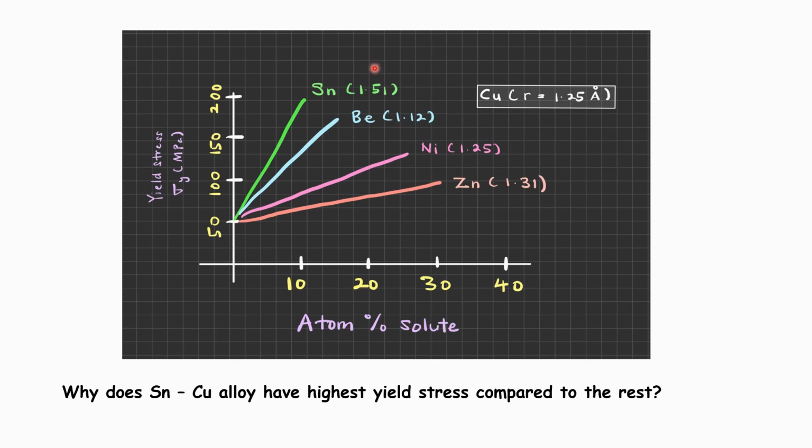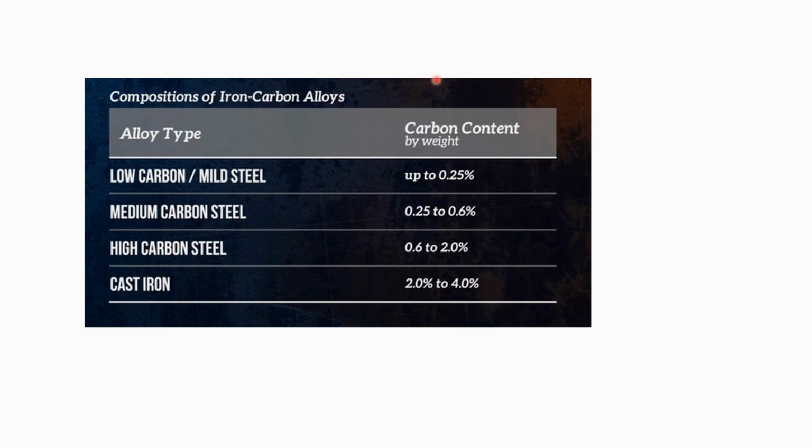So in this table here, we can see the categories of steel based on carbon content and the alloying element. We have low carbon mild steel, medium carbon steel, high carbon steel, and cast iron. For low carbon steel, the carbon content is up to 0.25%. In general, low carbon steel is not very strong, it is quite ductile and relatively inexpensive.